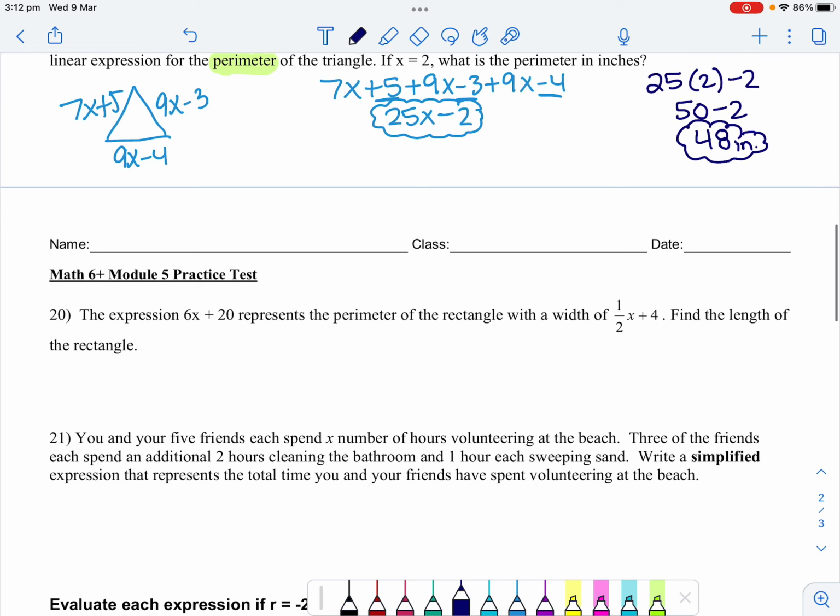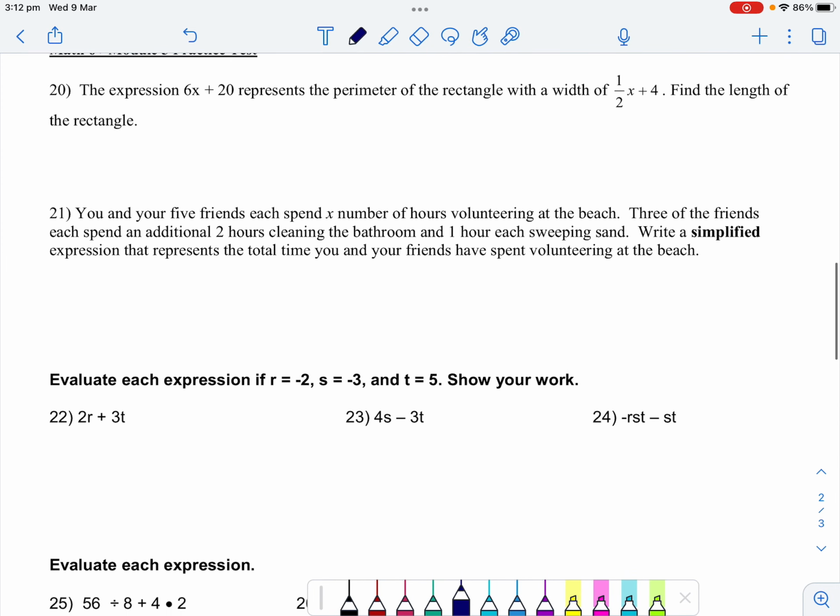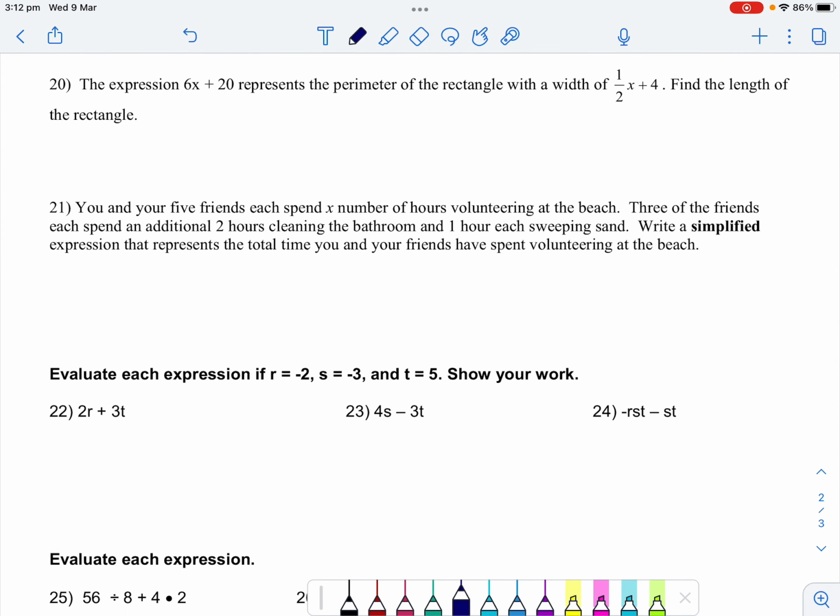On to page 2. Number 20 says the expression 6x plus 20 represents the perimeter of the rectangle. So that's going to be the distance all the way around the outside. And then I've got the width is 1/2 x plus 4.